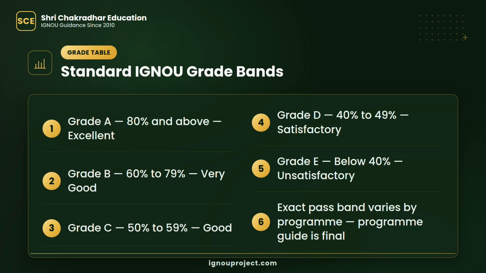The standard IGNOU grade bands are easy to remember. Grade A means 80% and above, excellent. Grade B means 60 to 79%, very good. Grade C means 50 to 59%, good. Grade D means 40 to 49%, satisfactory. And grade E means below 40%, unsatisfactory. The exact pass band can vary slightly by program, so treat your program guide as final.